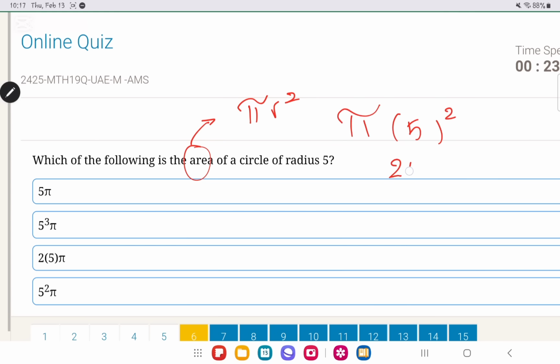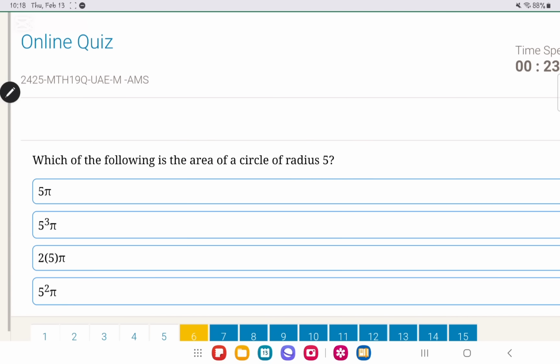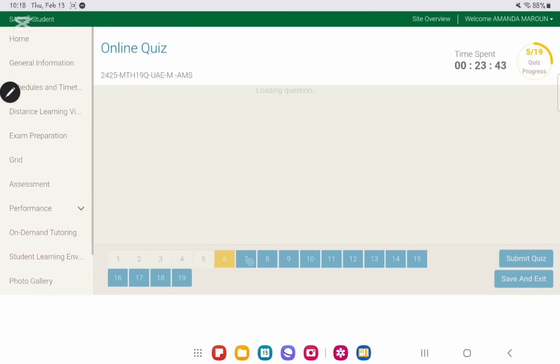So you can write it as 25 pi. Or you take it as 5 squared times pi. It does not matter the order, it just matters what you put. So 5 squared pi is correct, and if you put 25 pi, yes, it's correct. But if you write 2 times 5, which is 10 pi, that is wrong. We want it like this. So that means the correct answer is 5 squared pi.